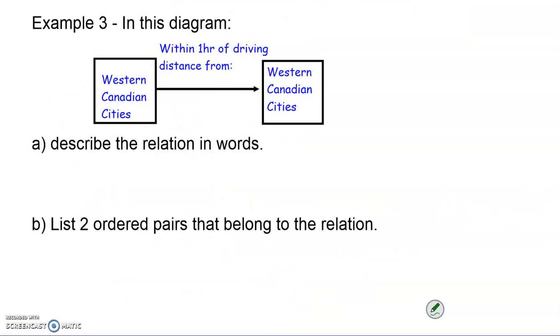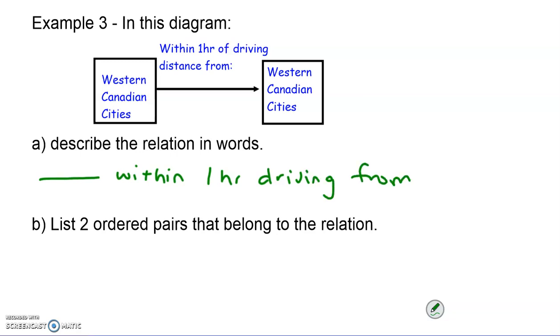Let's look then to our next example, example 3. So in this diagram, we're talking about Western Canadian cities within 1 hour driving distance from other Western Canadian cities. So describing the relationship in words would be: something is within 1 hour of driving from something else. So we're going to list 2 ordered pairs that belong to the relation.